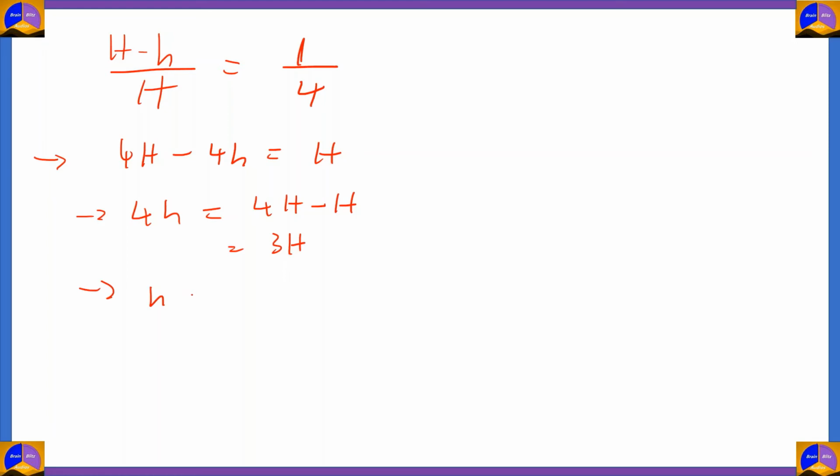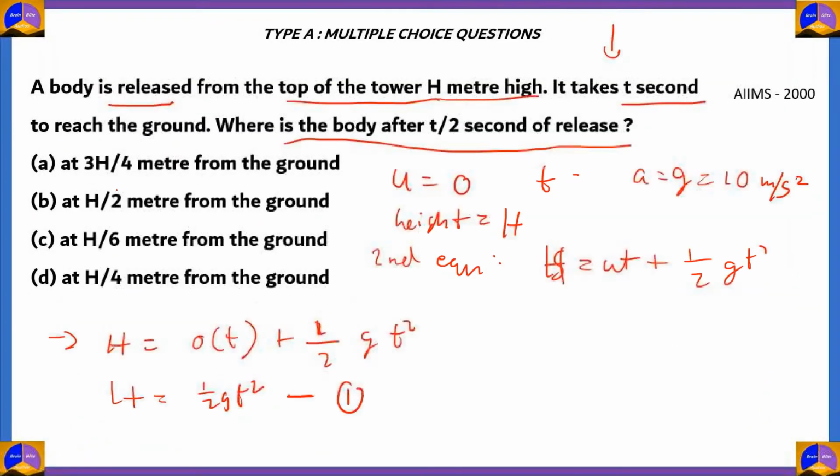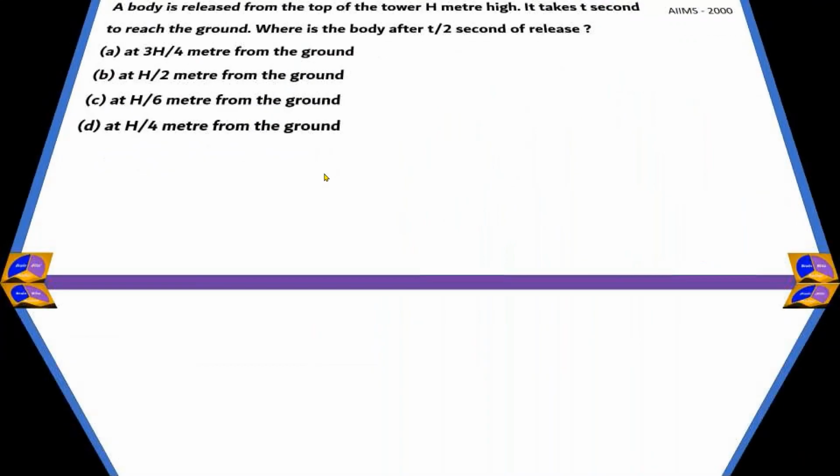So therefore, we can get small h as 3H by 4. And that is our final answer. So option A, 3H by 4 meters from the ground, is the right answer. So the value of small h, the position of the body after t by 2 seconds of release, is 3H by 4.